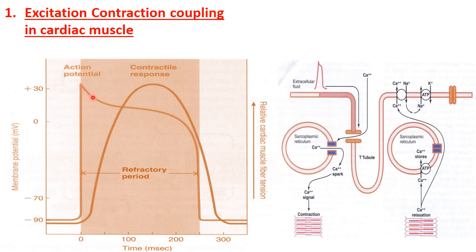Here, in this portion of the ventricular action potential, only potassium efflux is occurring, leading to decline in the voltage from plus 30 to plus 10 or so. This is called phase 1 of the ventricular action potential. After this, the slow calcium channels open up. These slow calcium channels allow influx of calcium and sodium ions into the cardiac cell, mostly calcium and a little sodium.